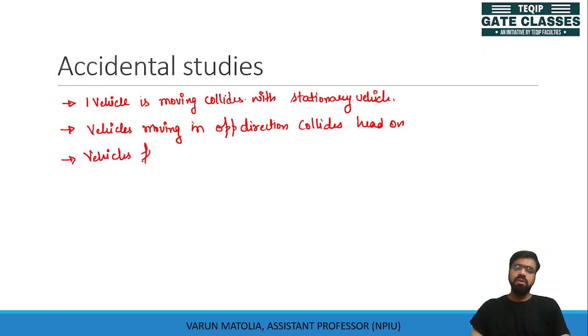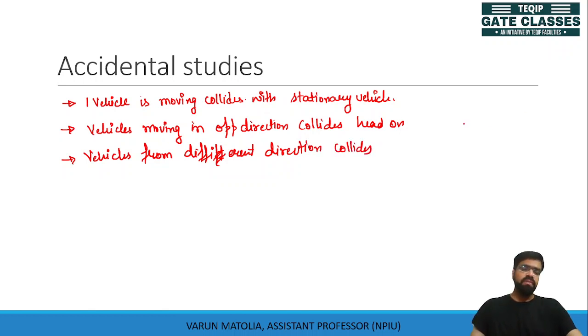Vehicles from different directions collide. What are different directions? Like one vehicle is coming on this road, another vehicle is coming on this road. The direction is different, but whenever they reach this intersecting point, they will collide with each other. So this may be another condition.